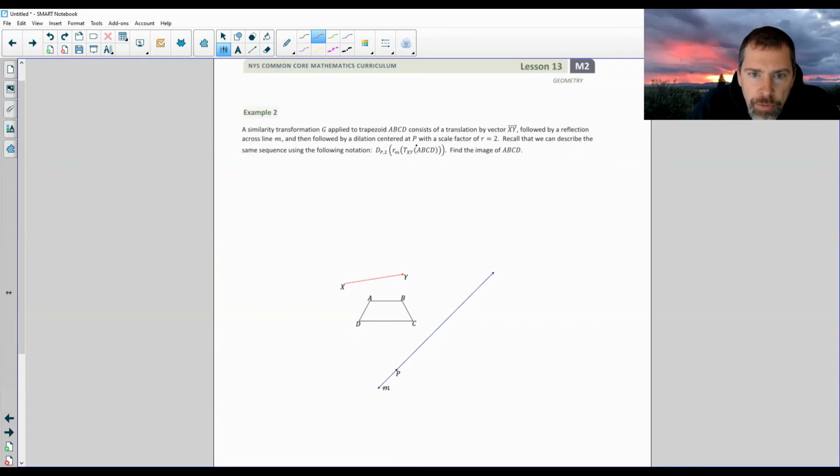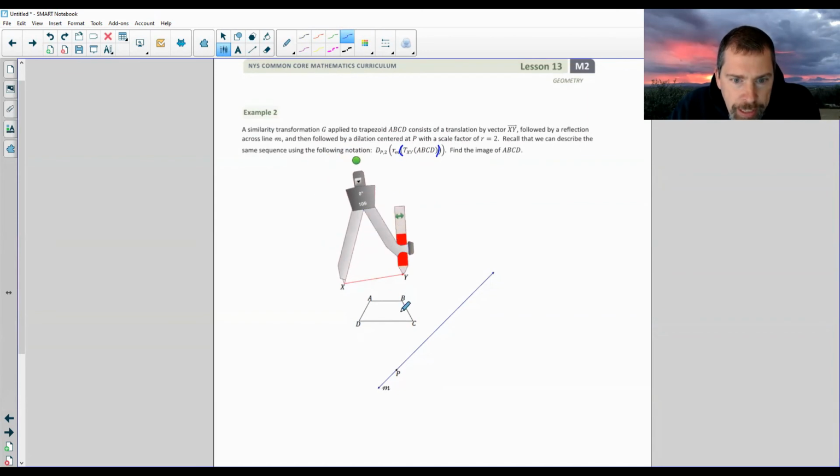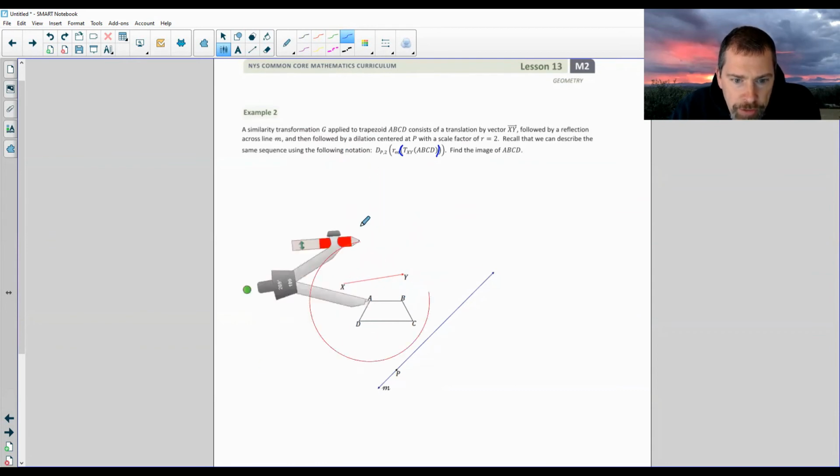All right, so we're going to fight our way out of a wet paper bag, if you will. So this is step 1. Why do I keep putting it there? Step 1 is to do the translation of ABCD along vector XY. And to do that, we need a compass. So I get my compass and I put it at the initial end of the vector. I open it so that the radius is length XY. I then move it to point A and draw a circle.